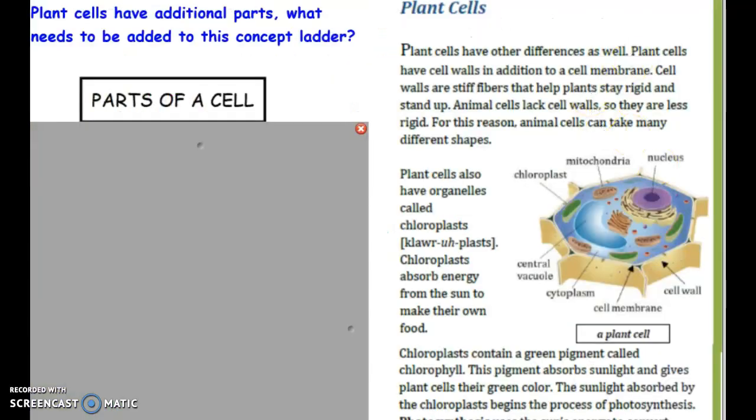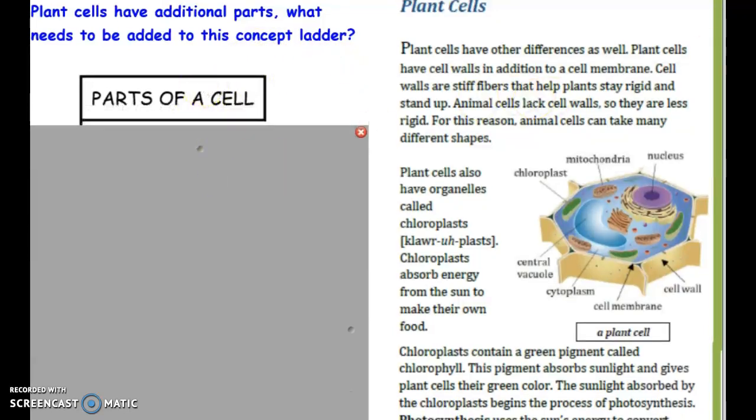Okay, plant cells. Plants have additional parts. Don't worry about this for right now. We can talk about that in class. Plant cells have other differences as well. Plant cells have cell walls in addition to a cell membrane. Cell walls are stiff fibers that help plants stay rigid and stand up. Animal cells lack cell walls, so they are less rigid. For this reason, animal cells can take many different shapes.